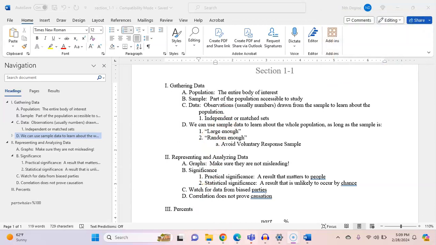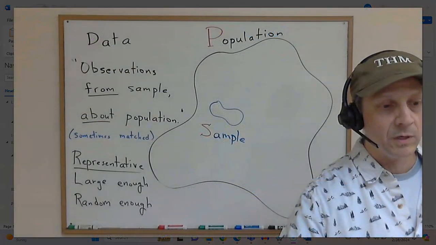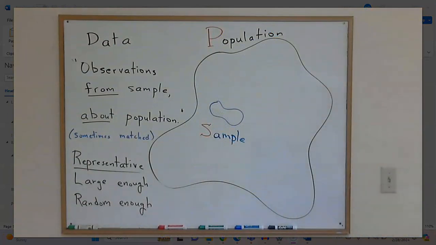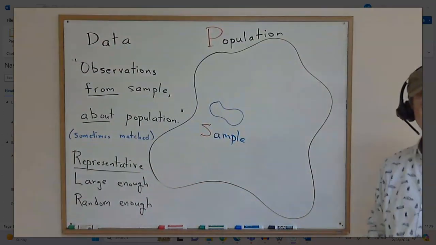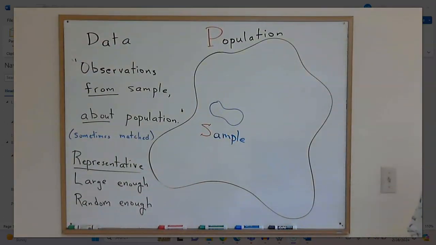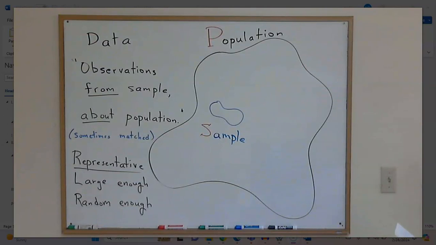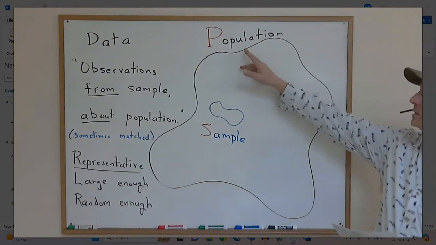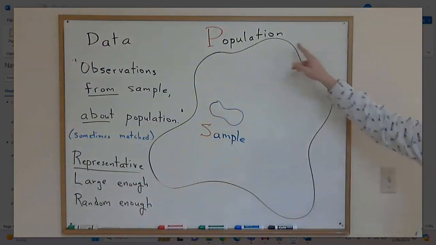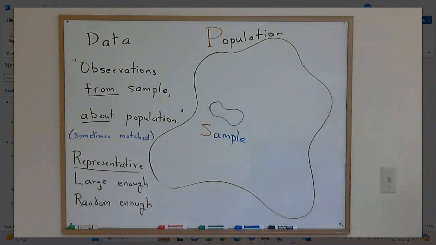So let me go ahead and blow up my whiteboard webcam here. The way I've defined data is observations from a sample about a population. So what do samples and populations mean? A population is a very large body of people or things that we're interested in learning about. A population is usually too large to observe directly.